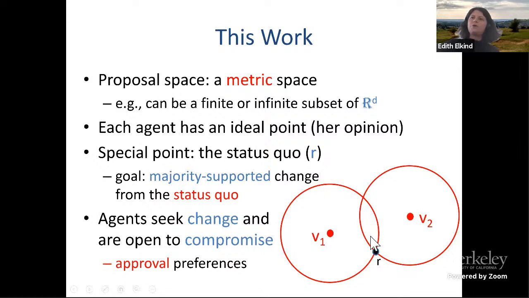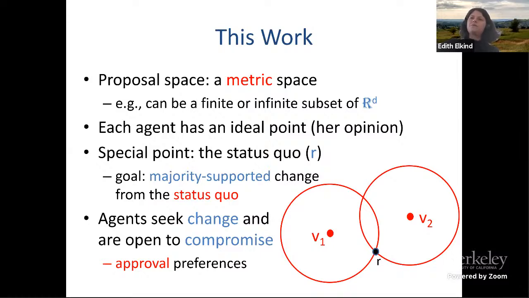So for any point in there, if there's any proposal in the intersection of these two circles, they could adopt that proposal and form a coalition around it, which would be supported by them both. Okay, and we'll try to make it slightly more formal what it means for agents to be open to compromise later on. For now, let me just say that agents' preferences are fundamentally approval preferences.